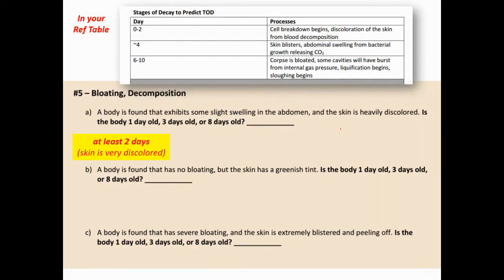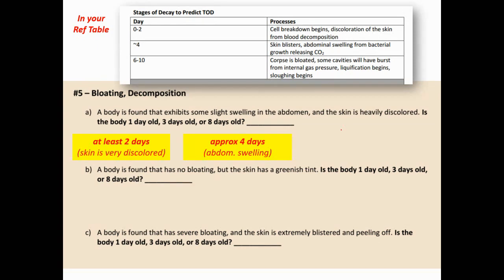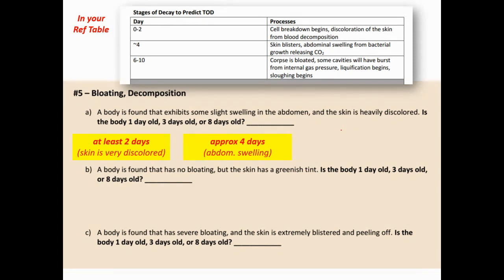What do we got? Okay, based on the color discoloration, the skin is very discolored. Well, it's probably at least 2 days old because discoloration of the skin starts 0 to 2, and then discoloration is going to really be extreme after 2 days. The swelling tells us somewhere close to 4 days. The abdomen is slightly swollen, but it's not hugely bloated. So it's been at least 2 days, approximately 4 days. The agreement for that would be about 3 days old. And we only have 3 choices. So we're going to say, okay, definitely more than 1 day, but not as much as 8 days. 3 days is the best estimate.